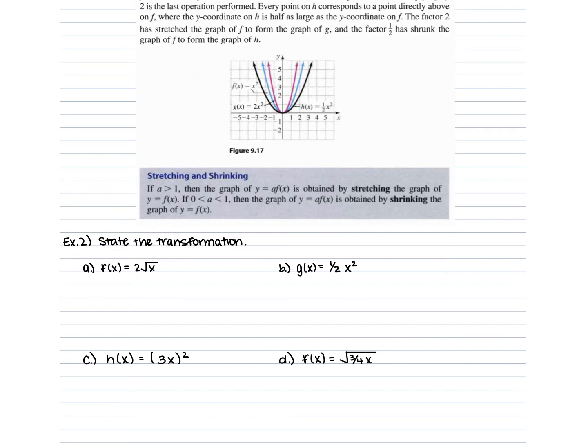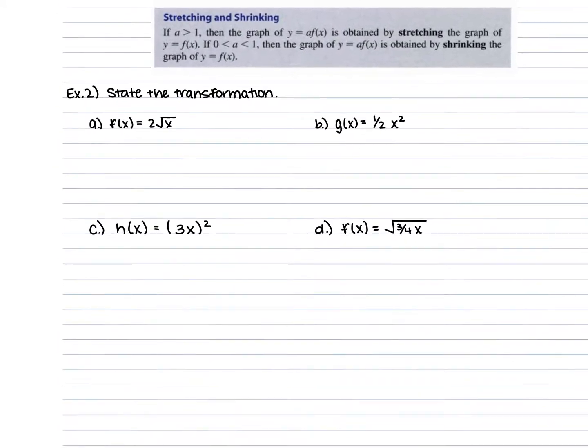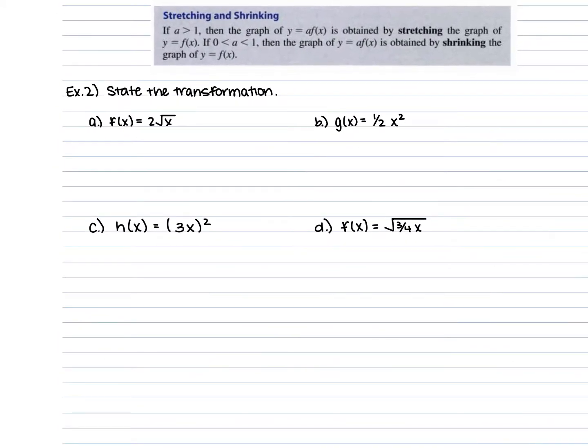So if we look at example 2, we have f of x is equal to 2 square root x. That 2 is in front of the square root of x, so we're going to leave it the way that it is. That means that we have a vertical stretch or compression. So it is vertical. That 2 is greater than 1, so it's a stretch. And we tell by the factor of it, by that number. So it's by a factor of 2.